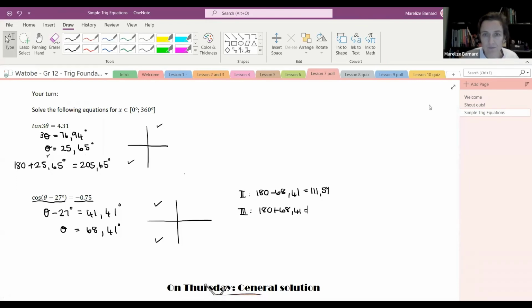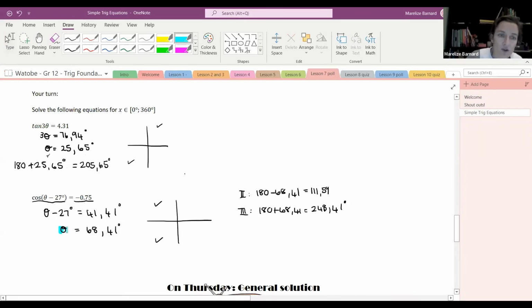248.41. Now, I saw quite a few people get that. 248.41 degrees. So those are your two answers, 111.59 and 248.41. Okay, I see some different ones. If you got something different to that, I don't think either your quadrants are wrong or your reference angle is wrong. Your reference angle must be 68.41. This one here.